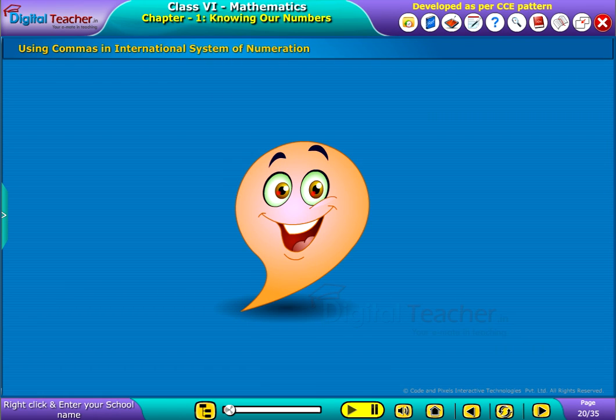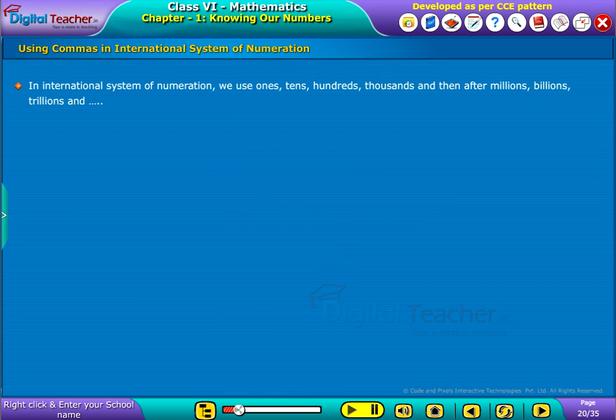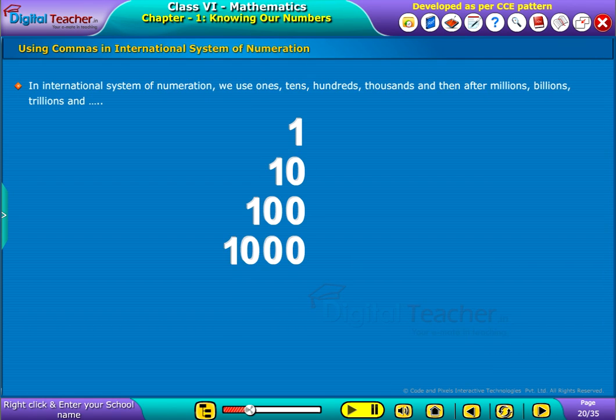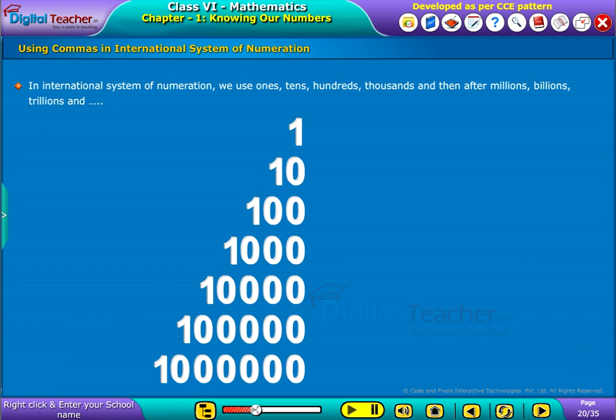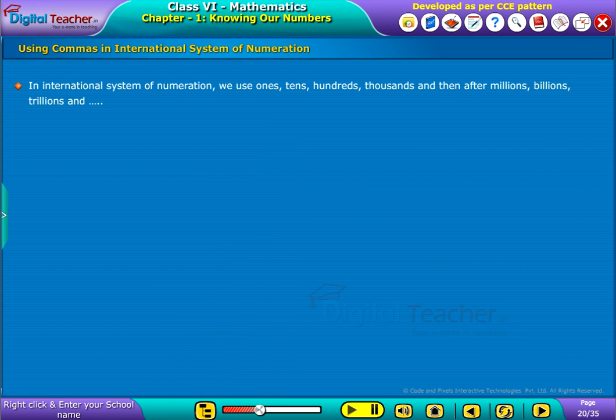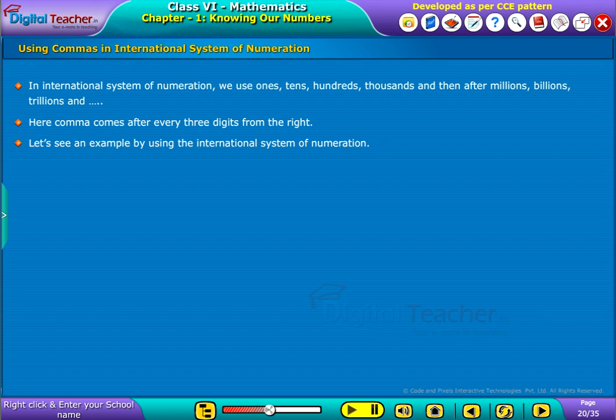Now, let us see the international system of numeration using commas. In international system of numeration, we use ones, tens, hundreds, thousands, and then after millions, billions, trillions, and so on. Here, comma comes after every 3 digits from the right. Let's see an example by using the international system of numeration.